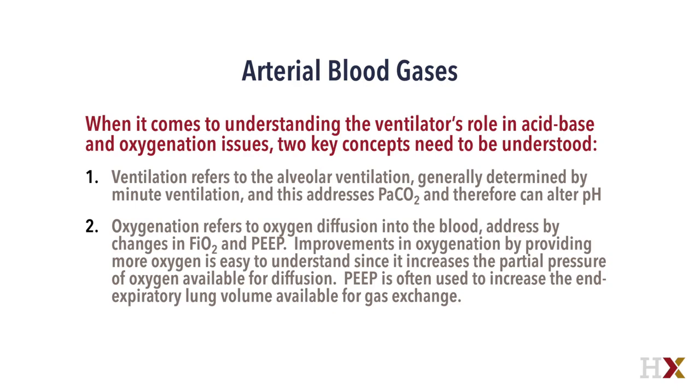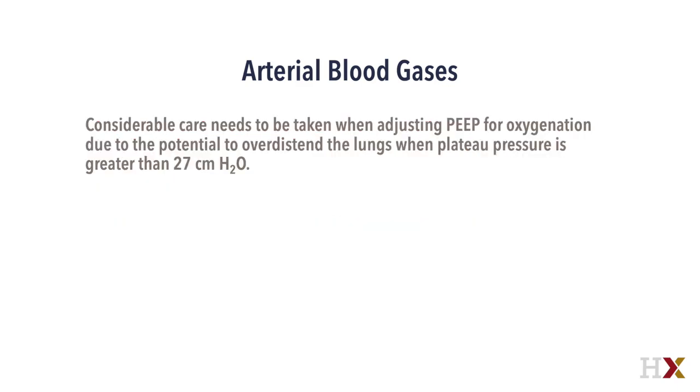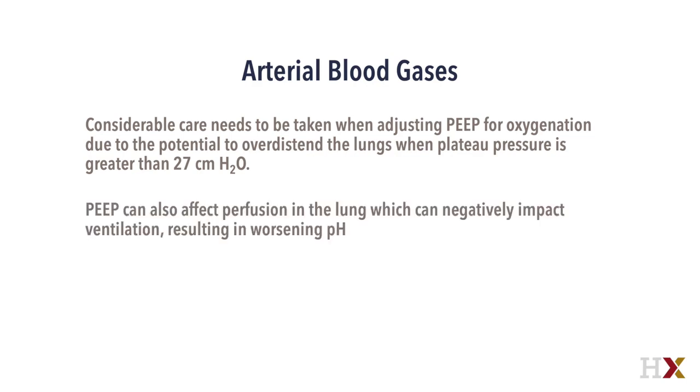Improvements in oxygenation by providing more oxygen is easy to understand since it increases the partial pressure of oxygen available for diffusion. PEEP is often used to increase the end expiratory lung volume available for gas exchange. However, considerable care needs to be taken when adjusting PEEP for oxygenation due to the potential to overdistend the lungs, and caution should be taken when plateau pressure is greater than 27 centimeters of water. PEEP can also affect perfusion within the lung, which can negatively impact ventilation, resulting in worsening pH.